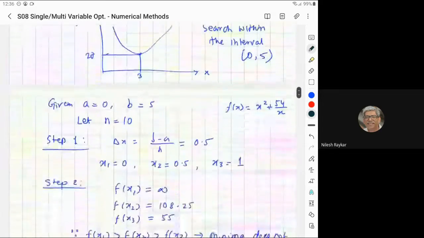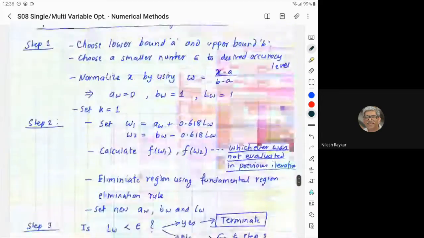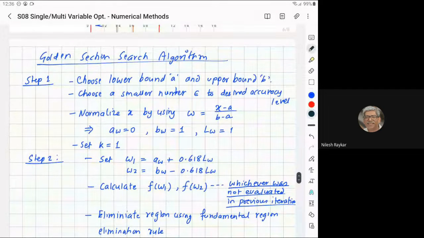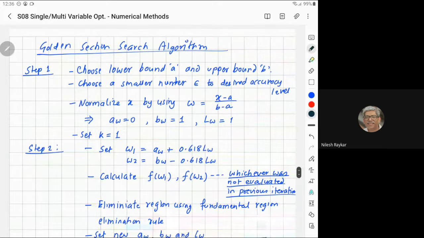So this is yesterday's lecture. From here onward I did not discuss yesterday. This is the actual algorithm using which you can write the code for the program. The essential point here is the setting of the 2 points. First you have to normalize the 2 ends of the bracket. They may be 0 to 5, but you have to make them 0 to 1 so that this method can be applied more rapidly.